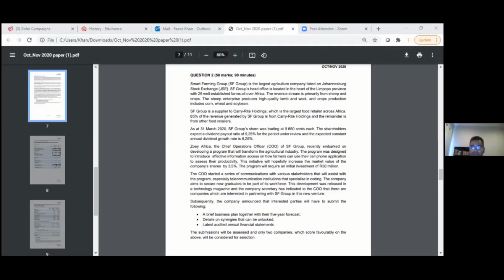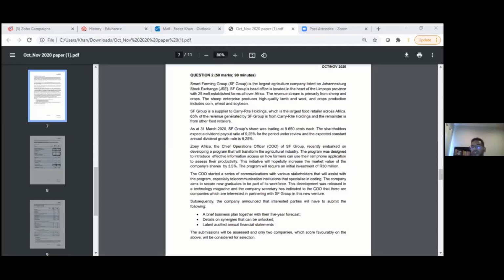Number one, they're telling you as at 31 March 2020. In financial management, when you deal with valuations, when you deal with WACC, when you deal with capital budgeting, you need a reference point. You need a particular date that you are working with. You can't work with no date, because how are you going to present value? So just keep that in mind. You need a reference point when it comes to capital budgeting, WACC, and valuations.